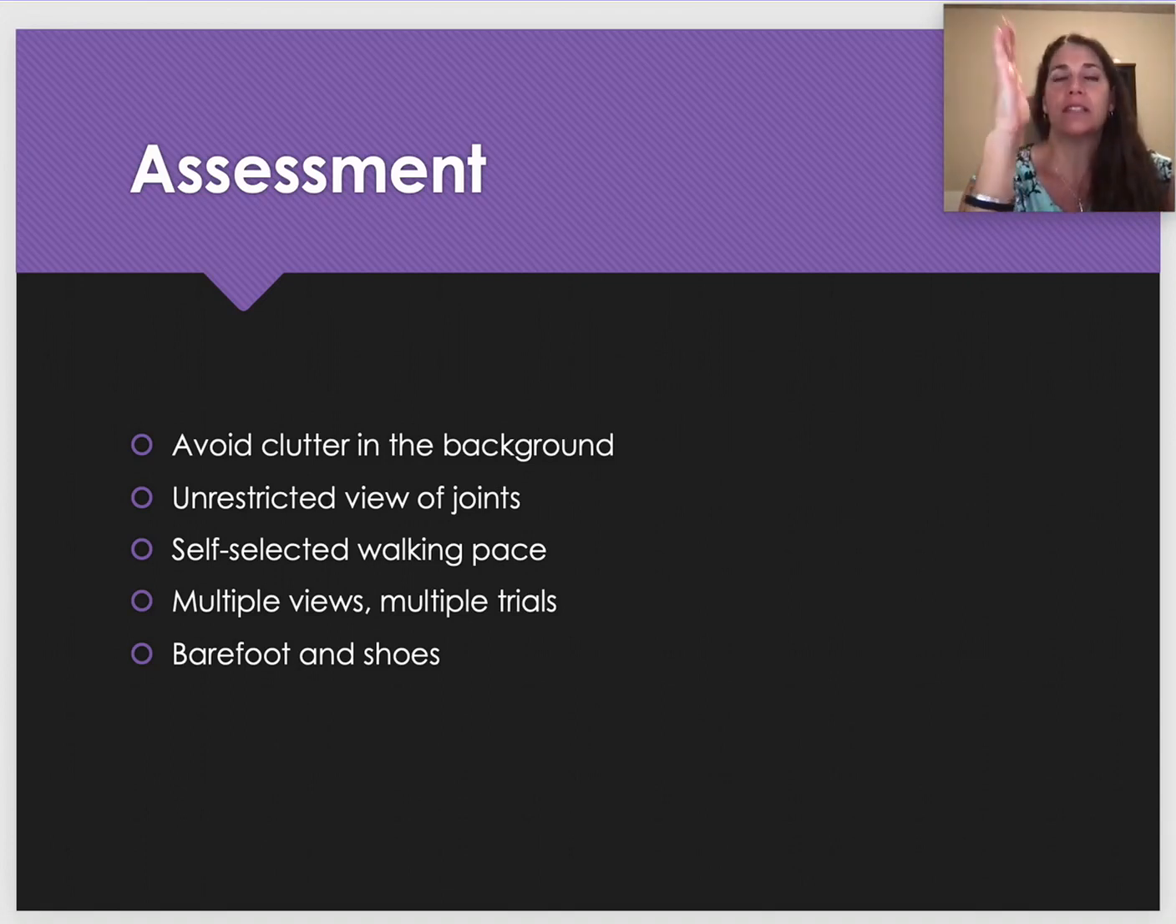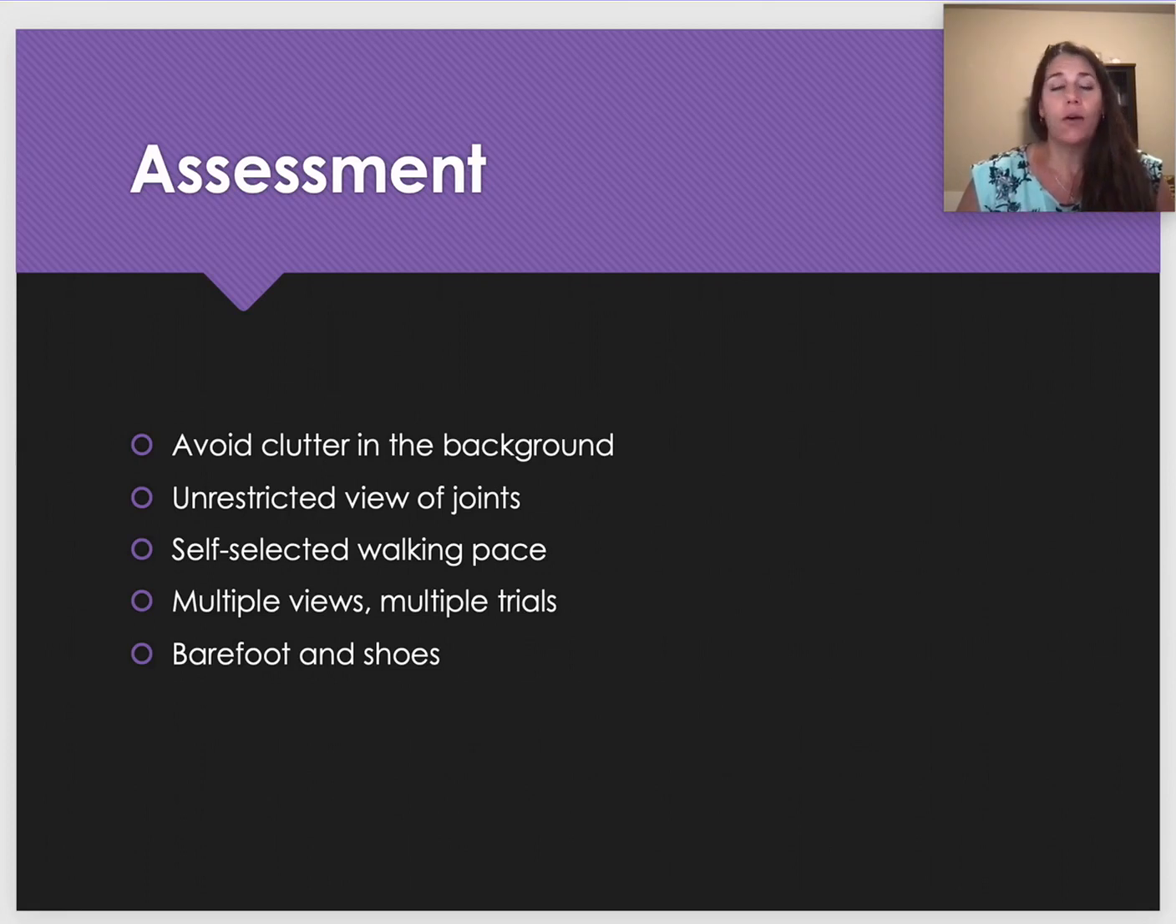Make sure that you can see the person without having things or people or whatever between you and the person as they're walking. And it's best if you can be at least at hip level with your eyes, if not below that, so that you're really able to focus. If you're looking down on them, you can miss things, especially when you're looking at the foot and the knees. It's really best to ask them to walk at a self-selected pace. If you ask them to walk faster or slower, it's probably going to change their gait, and not necessarily in a good way.